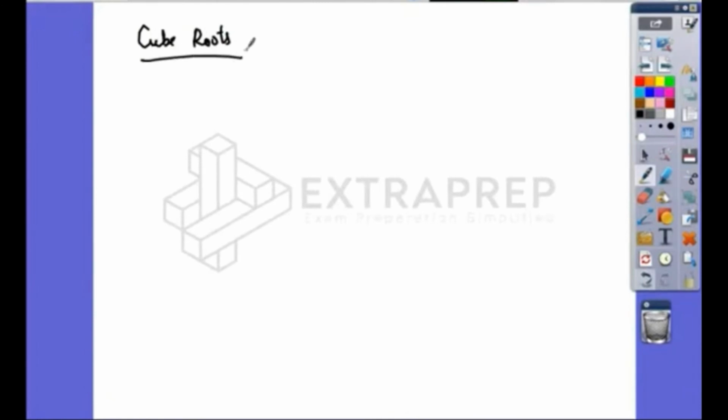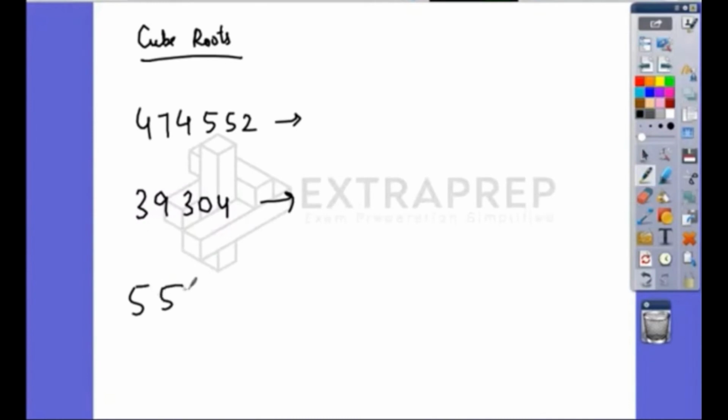See, same as the previous problem. Let's take some numbers: 474, 552, 39304, 551368. Okay. Before we actually find cube roots, we need to know the cubes of numbers.